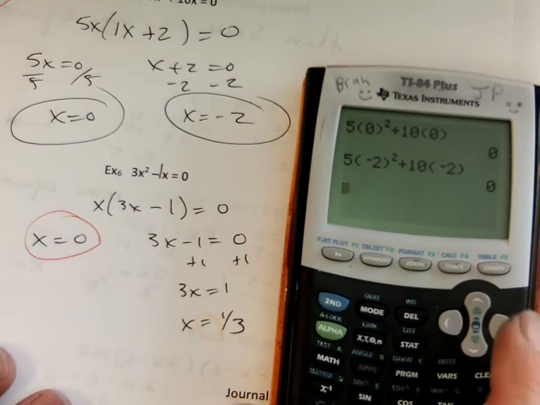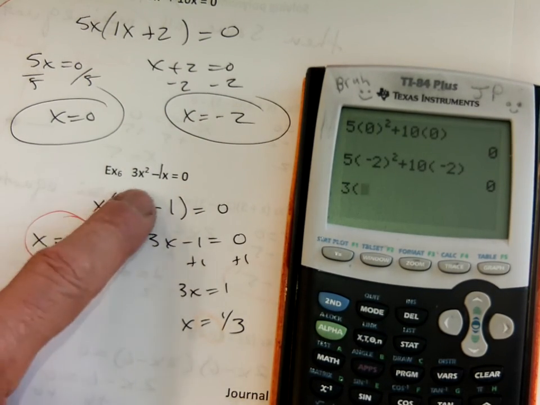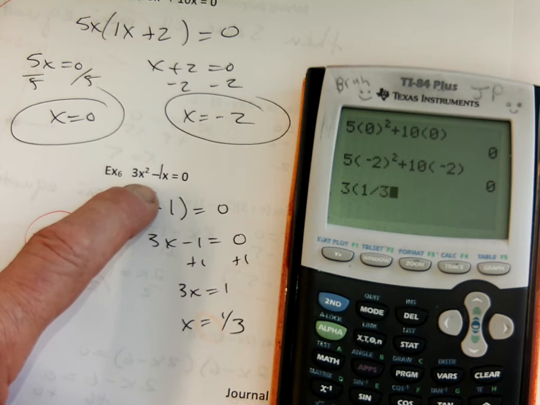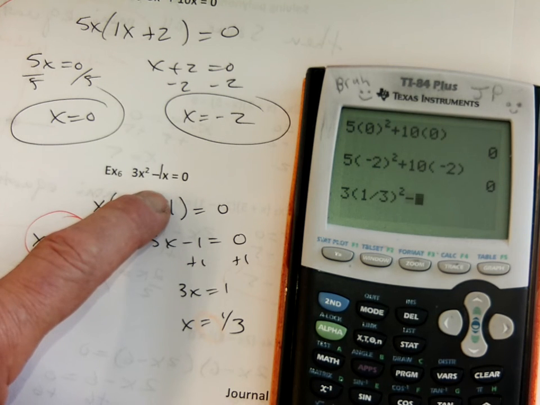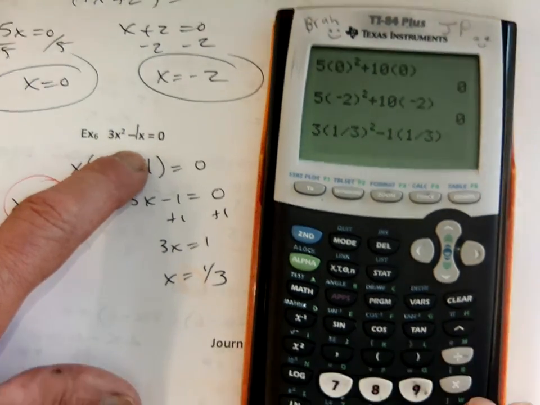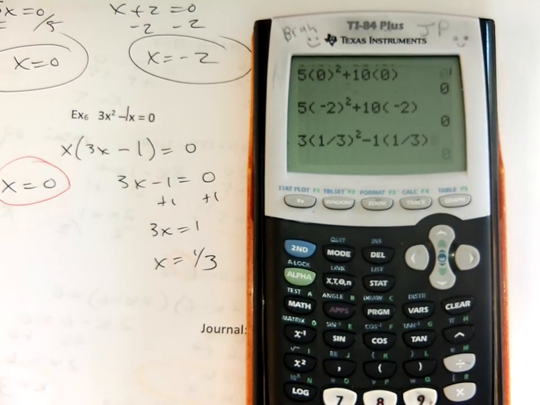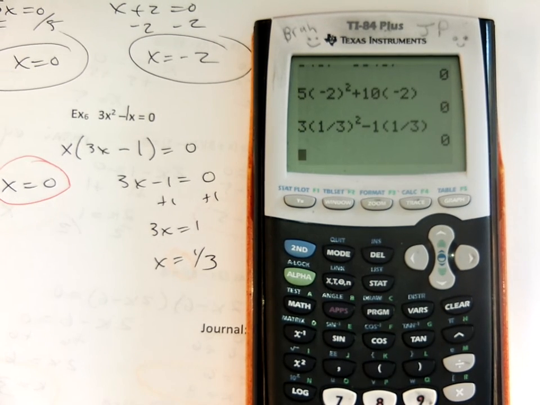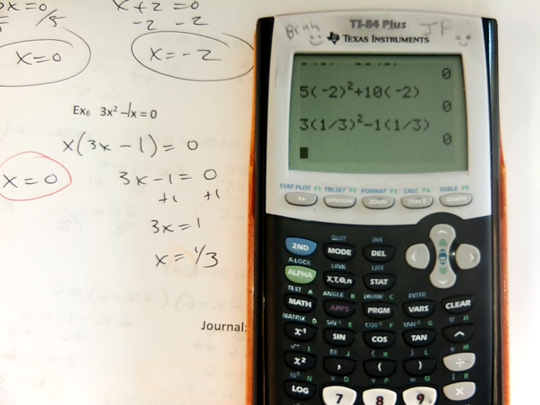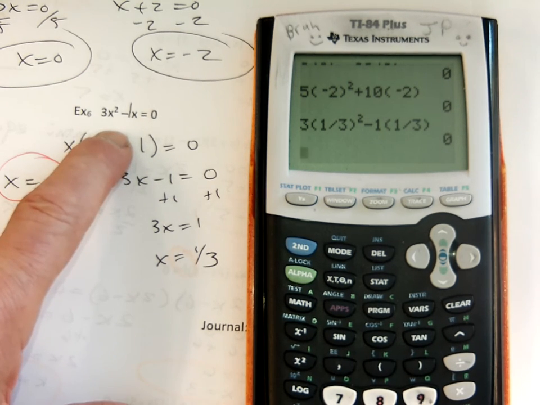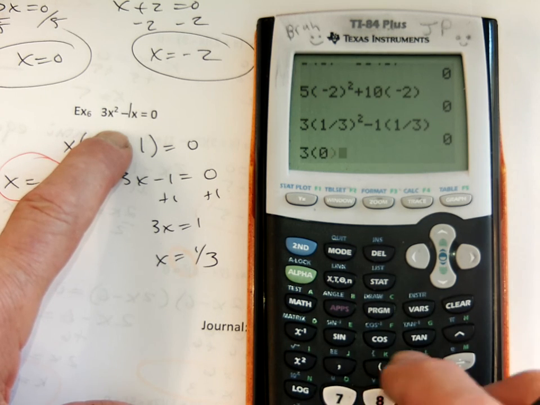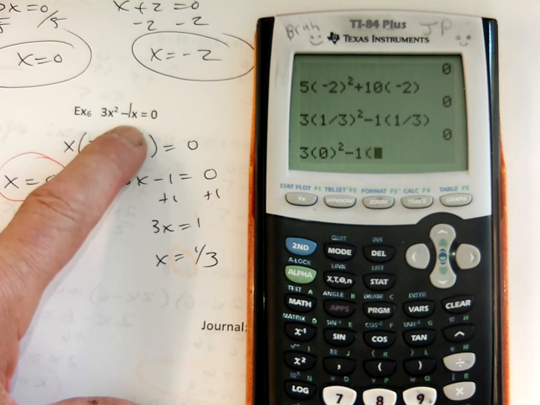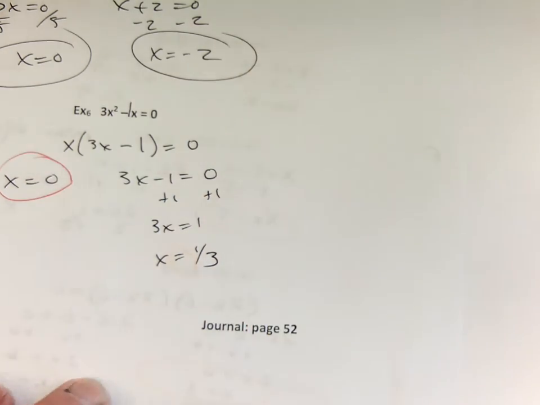So check it out. I'll show you. If I go 3 times 1/3 squared minus 1 times 1/3, my answer should probably be 0, shouldn't it? Of course it is. Of course it's 0, right? So we're finding the values of x that make it 0. And there's two answers, aren't there? I mean, I could do the 0 here. 3 times 0 squared minus 1 times 0. That's going to be 0 also, right? Yeah, 0.